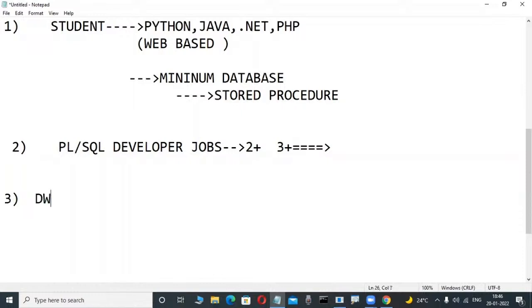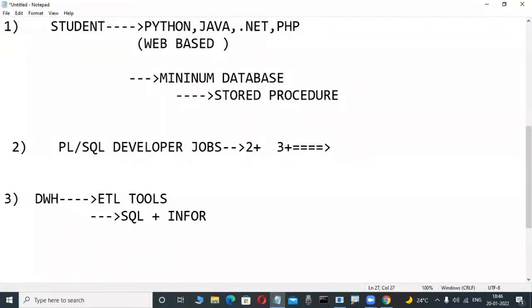Data warehousing technologies are there. In that, ETL programmers and reporting programmers are there. ETL means extraction, transformation, and loading tools. These persons need a little bit of SQL knowledge. PL/SQL is not required, just SQL knowledge. Having an idea, they learn the tools in institutes also.